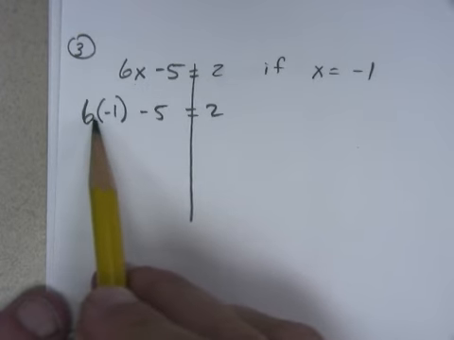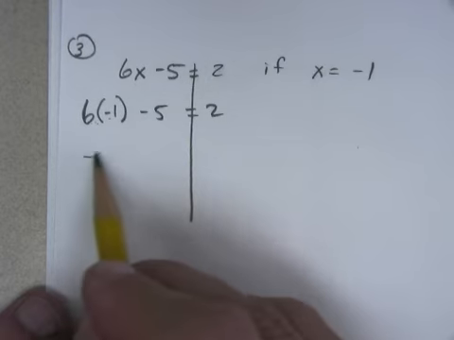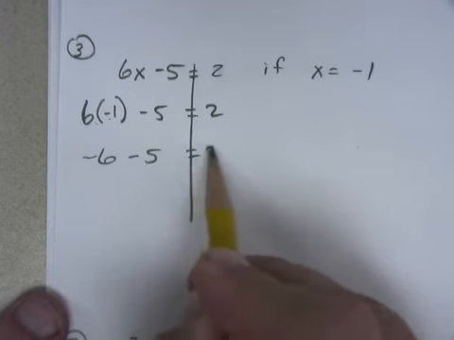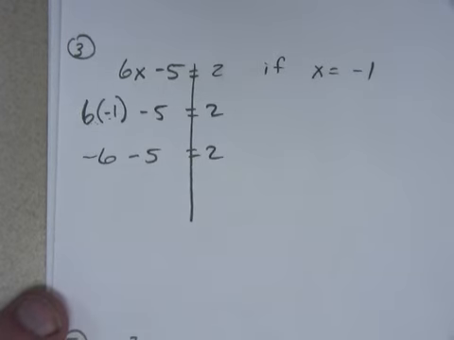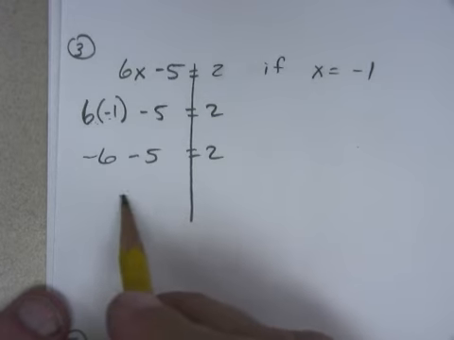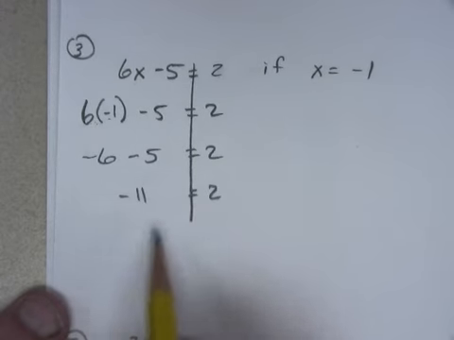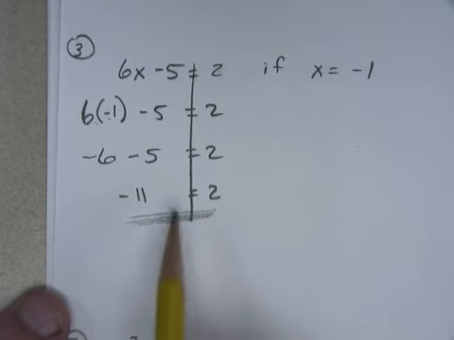Multiply first before I subtract. So 6 times negative 1 is negative 6. Then add negative 6 and negative 5. So it's negative 11. And now notice, I get down here and I have nothing else to do. And look at what happened here.